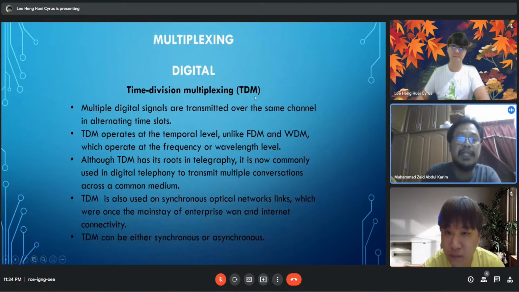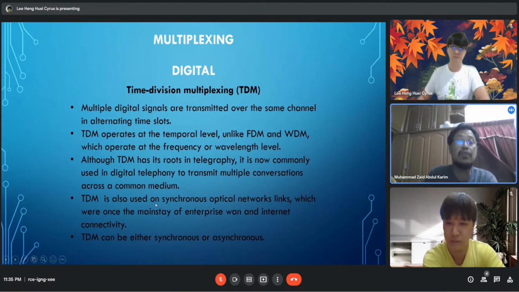Time division multiplexing (TDM). In TDM, multiple digital signals are transmitted over the same channel in alternating time slots. TDM operates at the temporal level, unlike FDM and WDM, which operate at the frequency or wavelength level. Although TDM has its root in telegraphy, it is now commonly used in digital telephony to transmit multiple conversations across a common medium. TDM is also used on synchronous optical network links, which were once the mainstay of enterprise WAN and internet connectivity. TDM can be either synchronous or asynchronous.